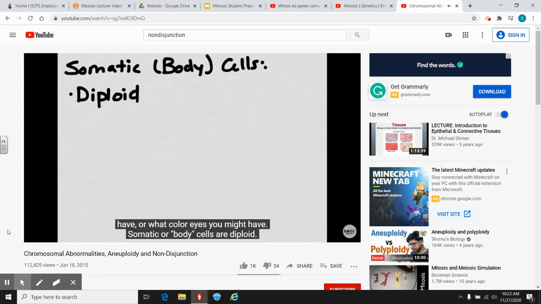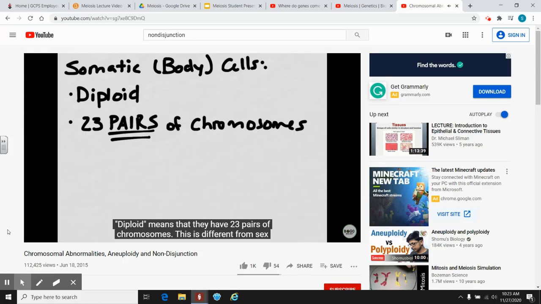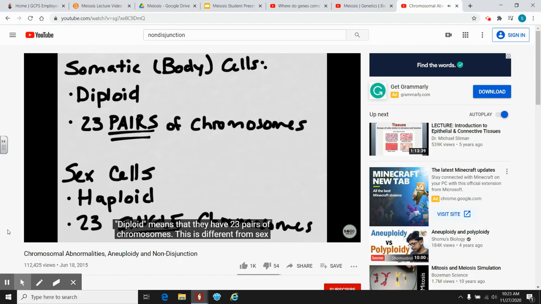Somatic or body cells are diploid. Diploid means that they have 23 pairs of chromosomes. This is different from sex cells like sperm and eggs because sex cells are haploid. They have 23 single chromosomes rather than having 23 pairs. This means that body cells have a total of 46 chromosomes, whereas sex cells have a total of 23.